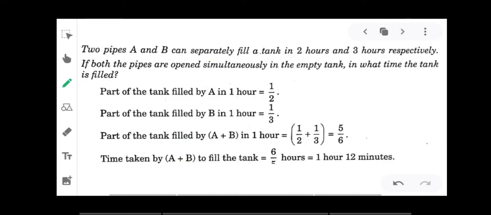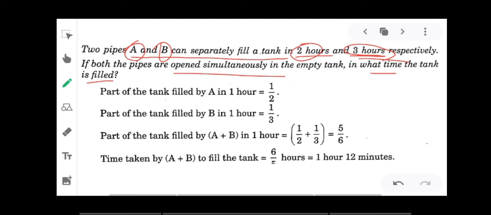Okay, so two pipes A and B can separately fill a tank in 2 hours and 3 hours. A alone can fill the tank in 2 hours and B alone can fill the tank in 3 hours. If both the pipes are opened simultaneously in the empty tank, in what time is the tank filled?